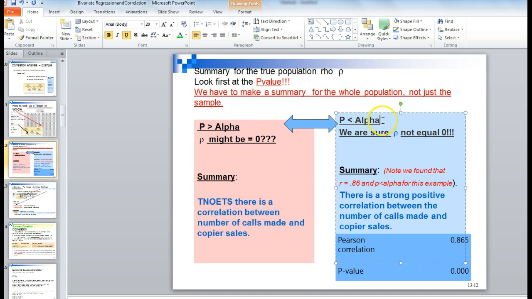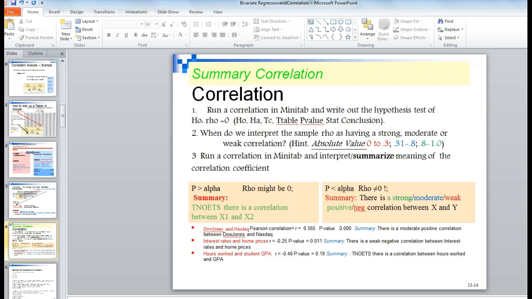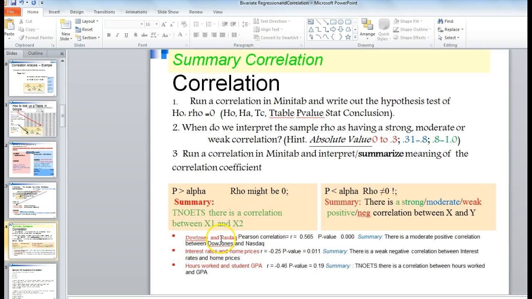On the other hand, if my p-value is less than alpha, then you would look at this R and say there is a strong positive correlation, which is the case, because I did have a p-value less than alpha and my R was 0.86. So that's pretty much all we're doing today. It's not that much. This is a summary. This is a correlation. Let's do some practice with the summary.